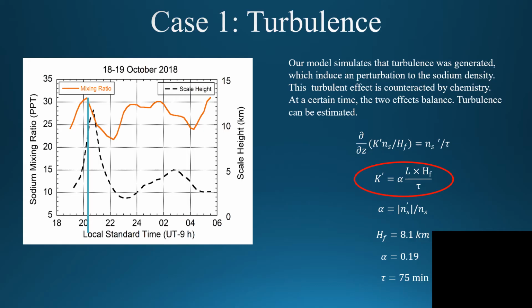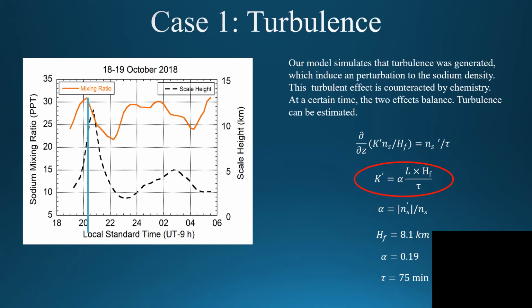In the next few slides, we're going to use a turbulence transport model to explain the diffusivity and estimate the strength of turbulence. Our model simulates that the turbulence was generated, which induced a perturbation to the sodium density. This perturbation is counteracted by the chemistry. At this point, which is the local maximum of the variation, the two terms balance, and from the balance we can estimate the strength of turbulence. I leave out a lot of math here given the limited time.